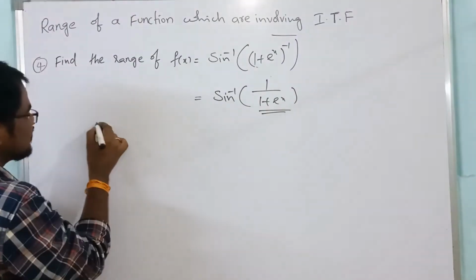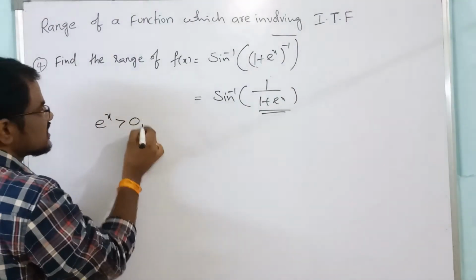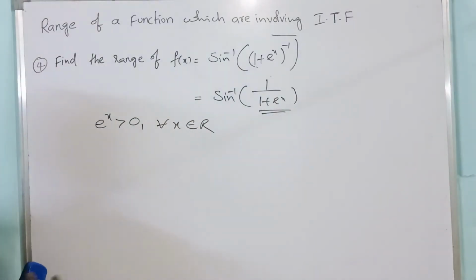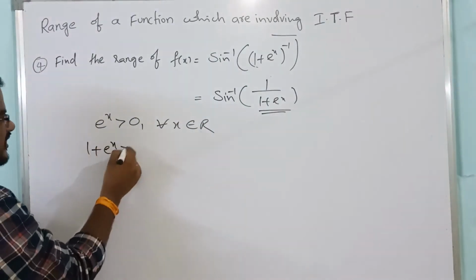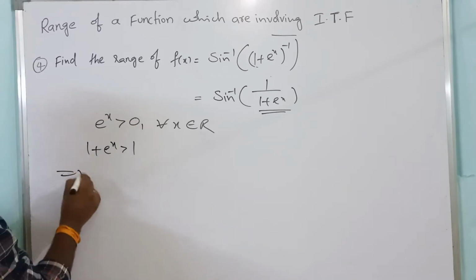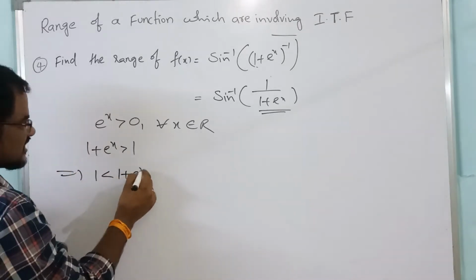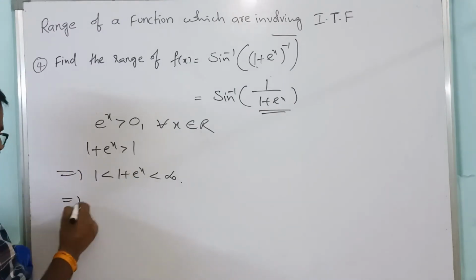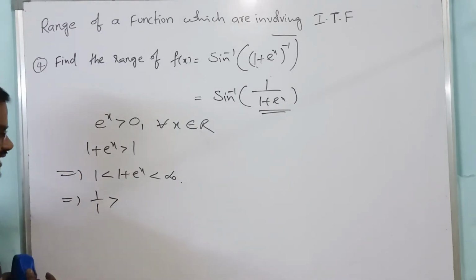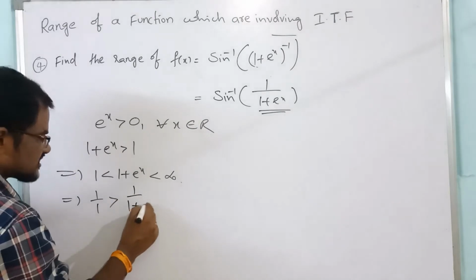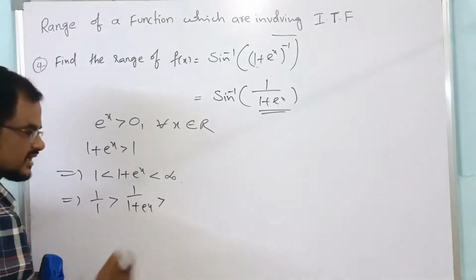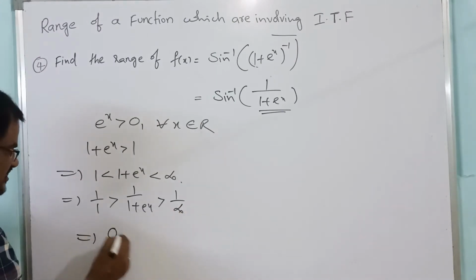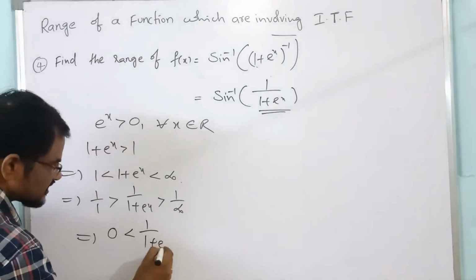For that we know that e to the power x is greater than 0 for all x belonging to the real numbers. So 1 plus e to the power x is greater than 1. That implies 1 is less than 1 plus e to the power x, which is less than infinity. Take the reciprocal: 1 by 1 becomes greater than 1 by 1 plus e to the power x, which becomes greater than 1 by infinity. So that implies 0 is less than 1 by 1 plus e to the power x, which is less than 1.